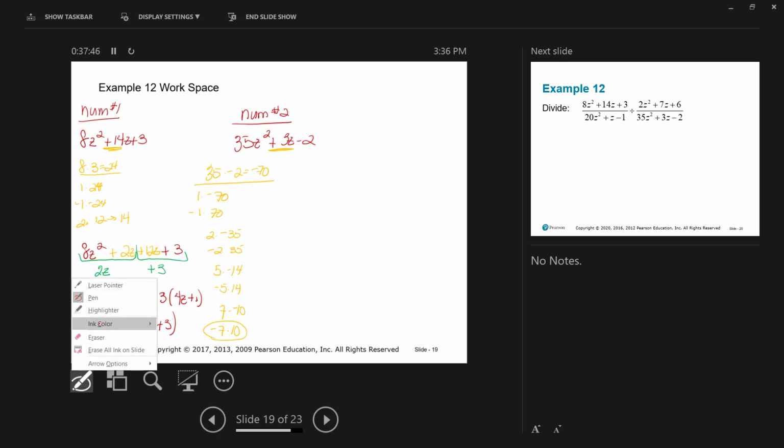Okay, so now that I found my combination, it's time to replace. There's the 35z squared. There is the minus 7z, the positive 10z, and we finish it off with the negative 2. And we're going to want to pair them up like we have been doing.